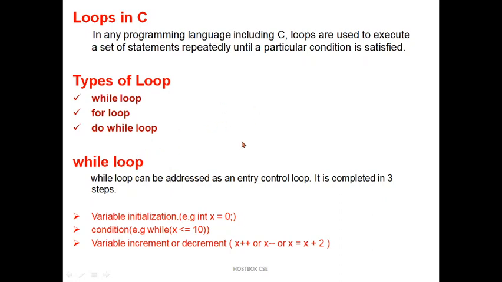It is an entry controlled loop, which is completed in three steps: variable initialization, condition, and variable increment or decrement operator. So remember, before seeing the syntax, it has three parts. The first part is variable initialization, for example int x = 0 or i = 0. The condition should be like while x <= 10 or x >= 0, or 5, anything. And variable increment or decrement means x++ or x--. This topic was already discussed under types of operators, where you know arithmetic operators like pre-increment and post-increment.